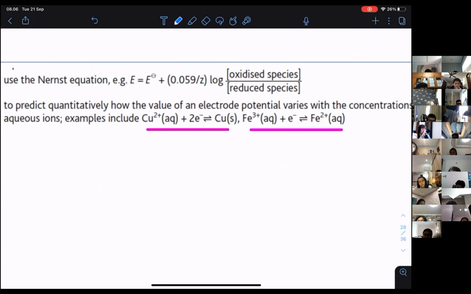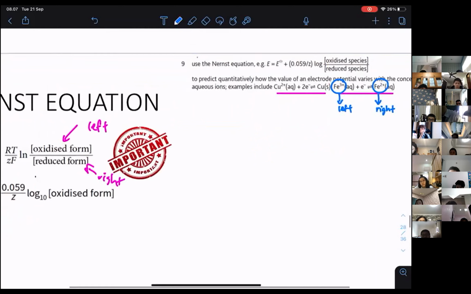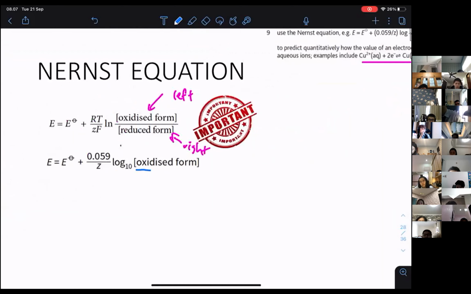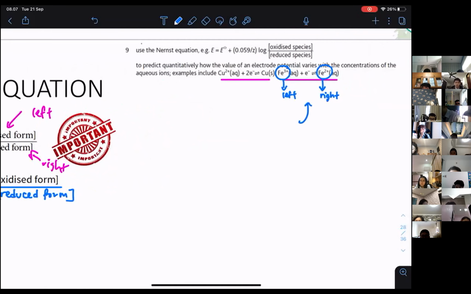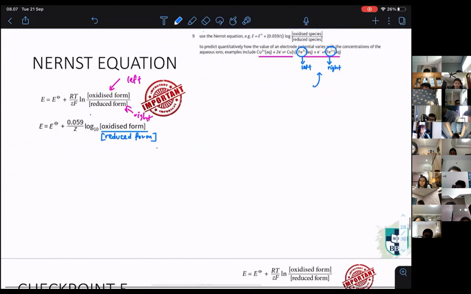It must be the oxidized species on the left, and the reduced species that's supposed to be on the right. So therefore, I will suggest you can use this, but remember oxidized form divided by reduced form. You ignore the reduced form when this involves metal and metal ion. But if you have ion and ion, for example like this, you need to include the reduced form.